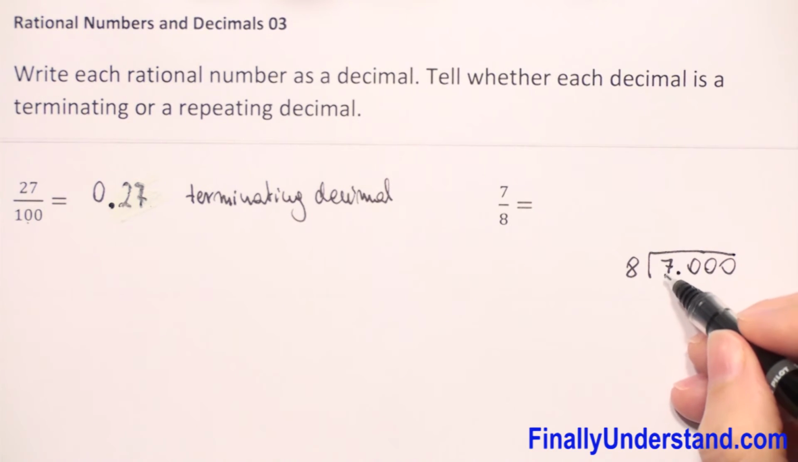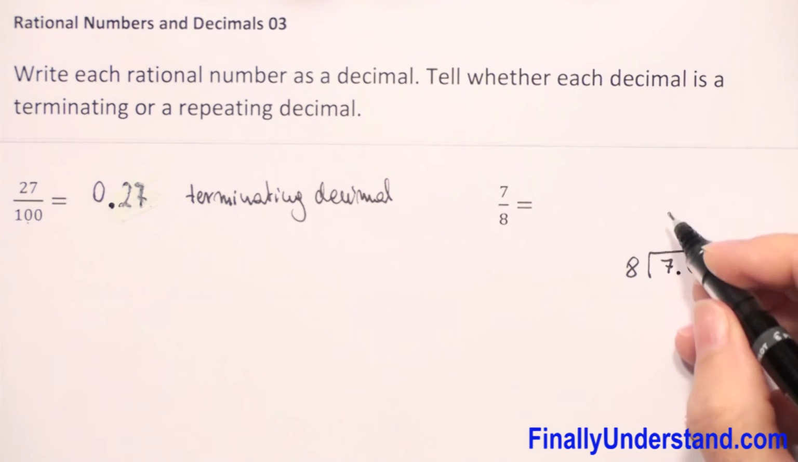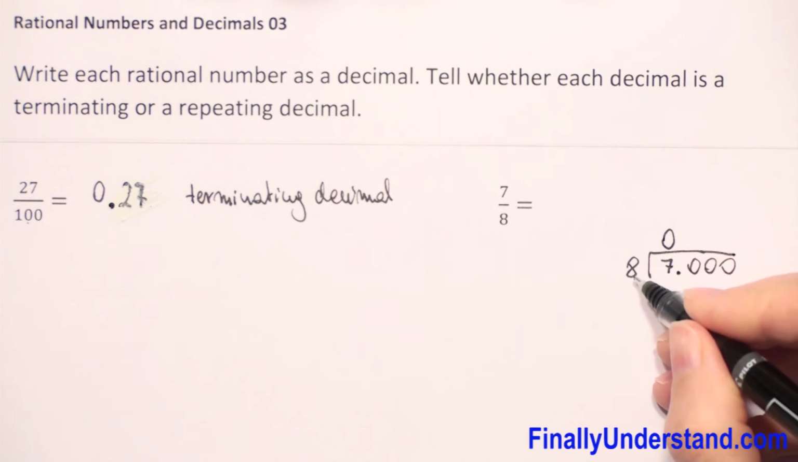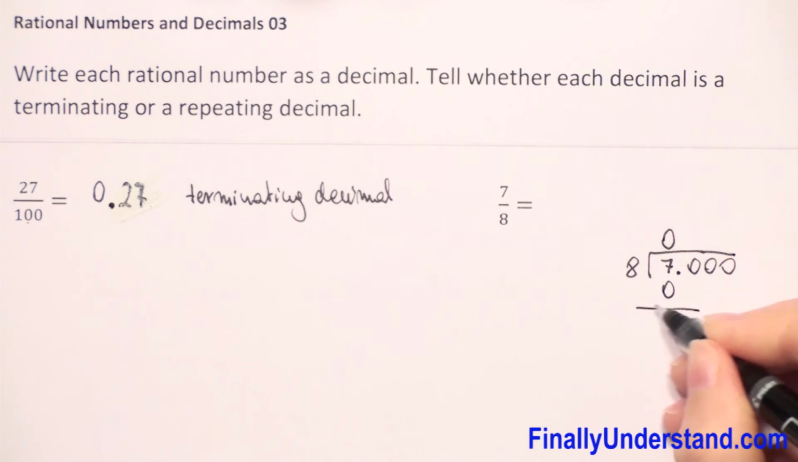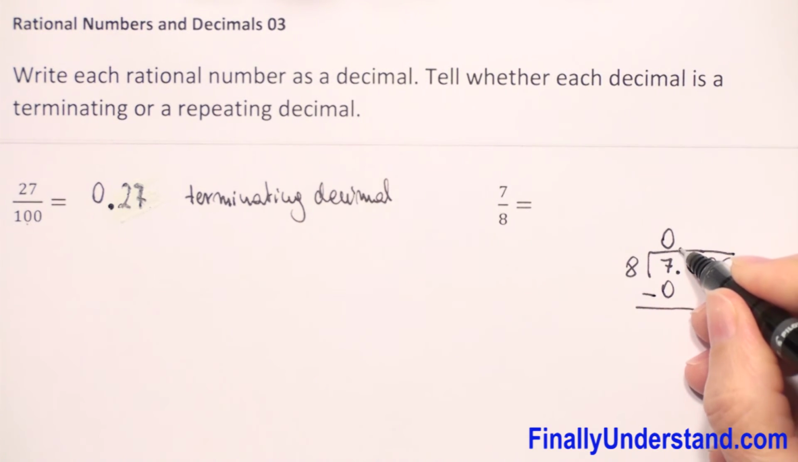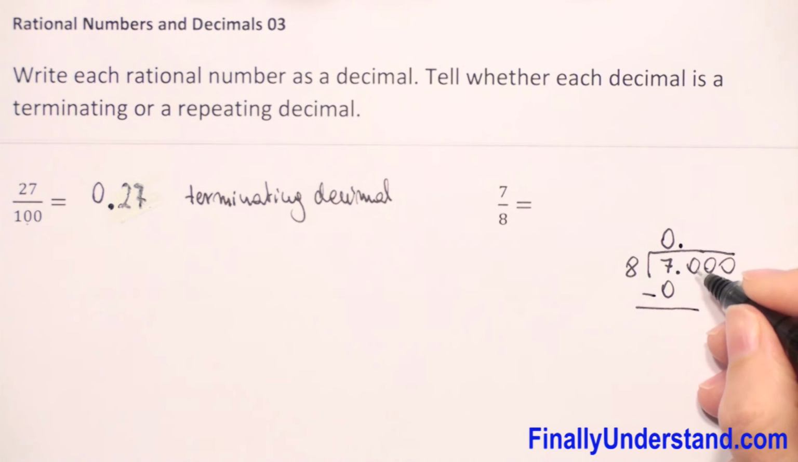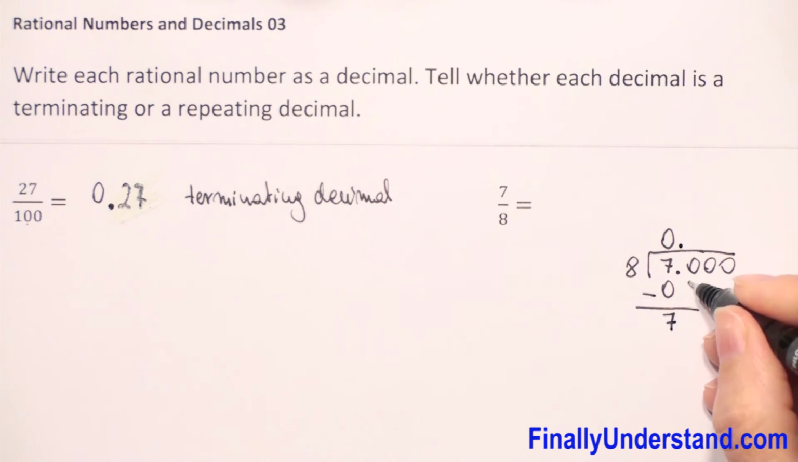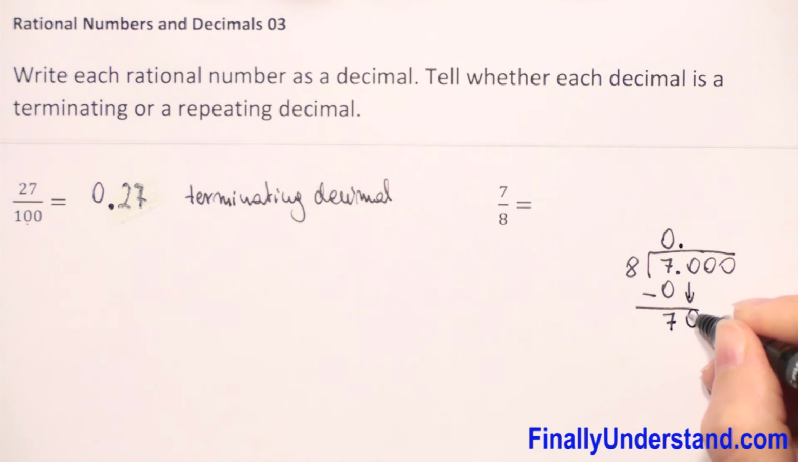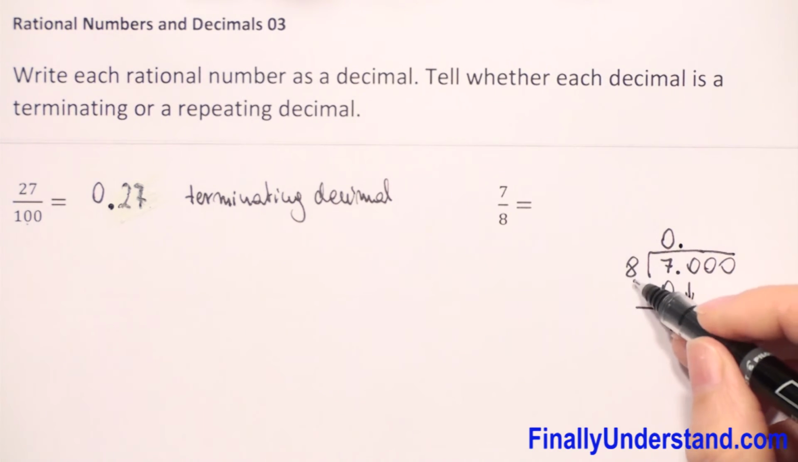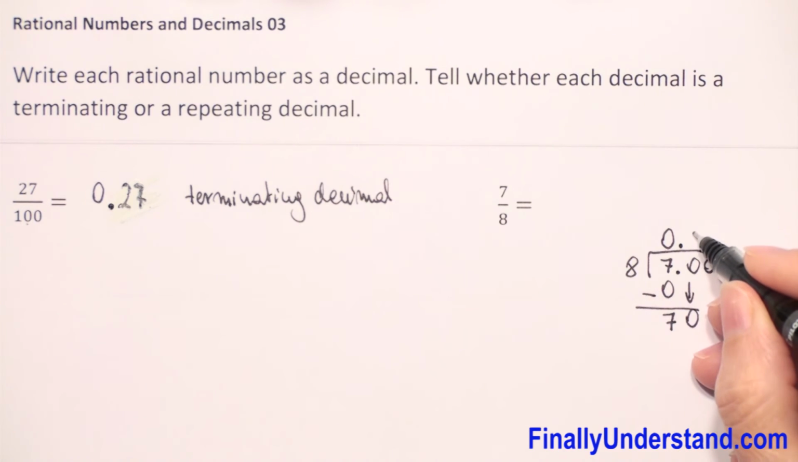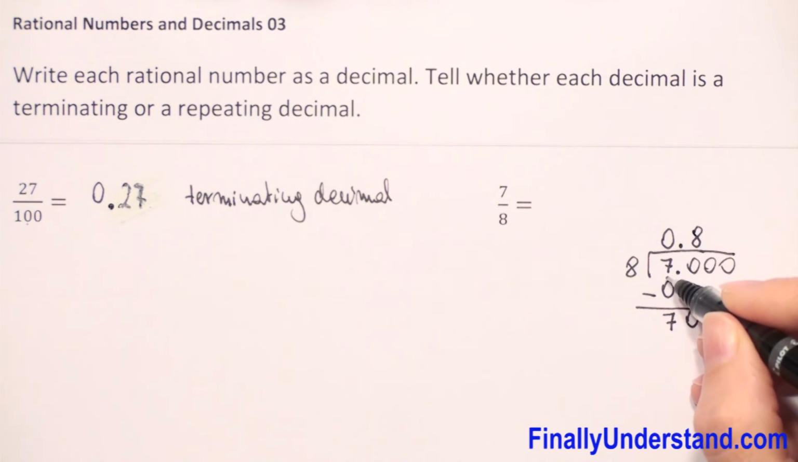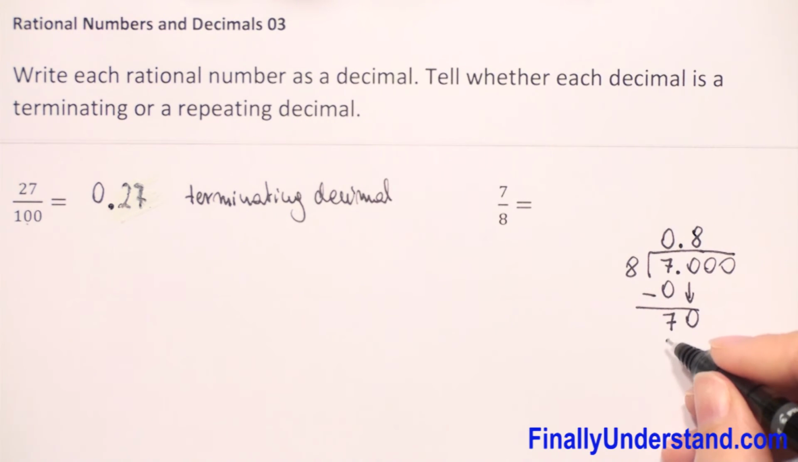And now 7 divided by 8, I can write that this is 0. 0 times 8 is 0. Subtraction. The decimal point we have to take above. And 7 minus 0 is 7. We take down the first 0. 70 divided by 8 is 8. 8 times 8 is 64.